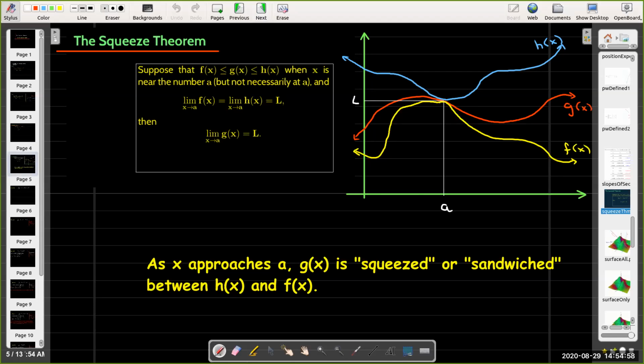So graphically, what do we have here? G of x is being squeezed between h of x and f of x as x approaches a. And they're all going to converge on the y value, L.